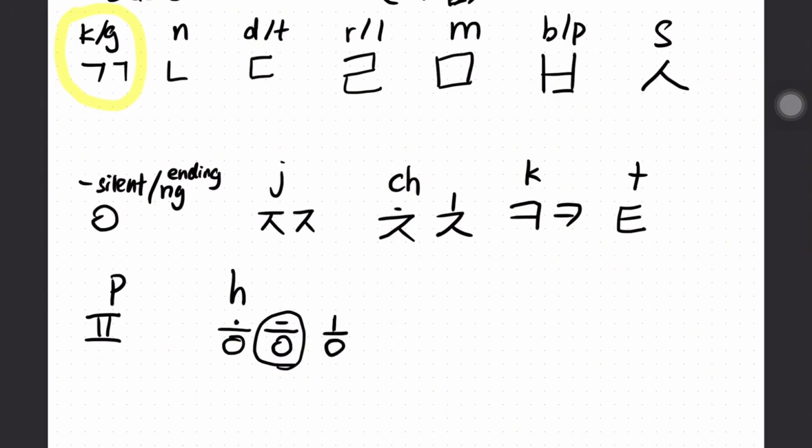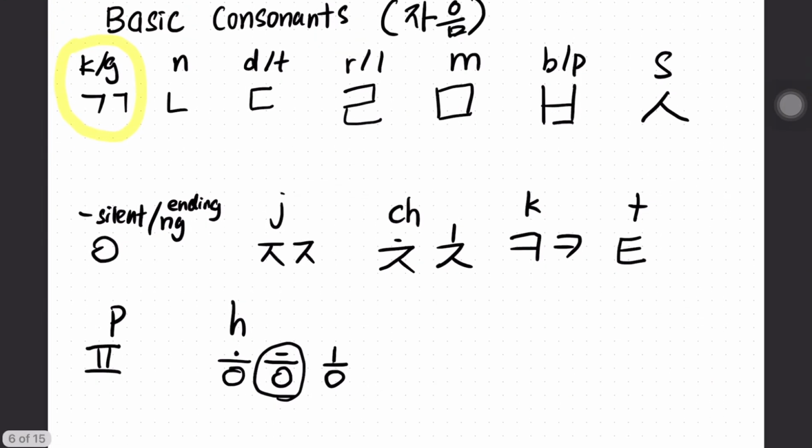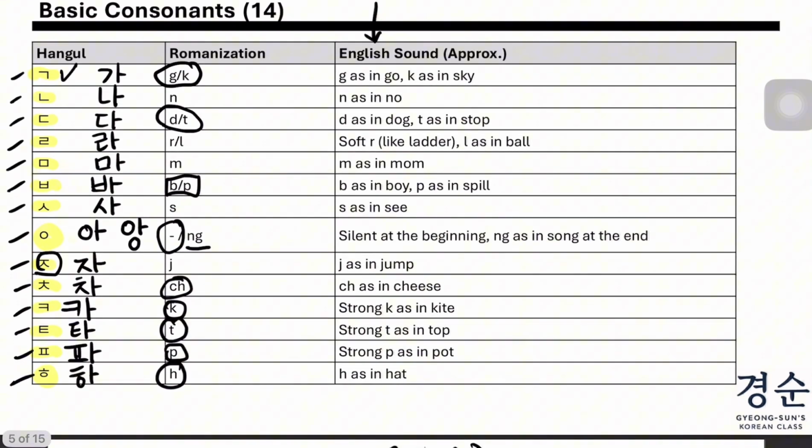And yep, there you go. We have finished all the basic consonants. There are how many? 14 basic consonants. So when you want to practice, please write them out in your notebook, okay? Practice the sequence and check the pronunciation here. If you forget about them, check here on this page.